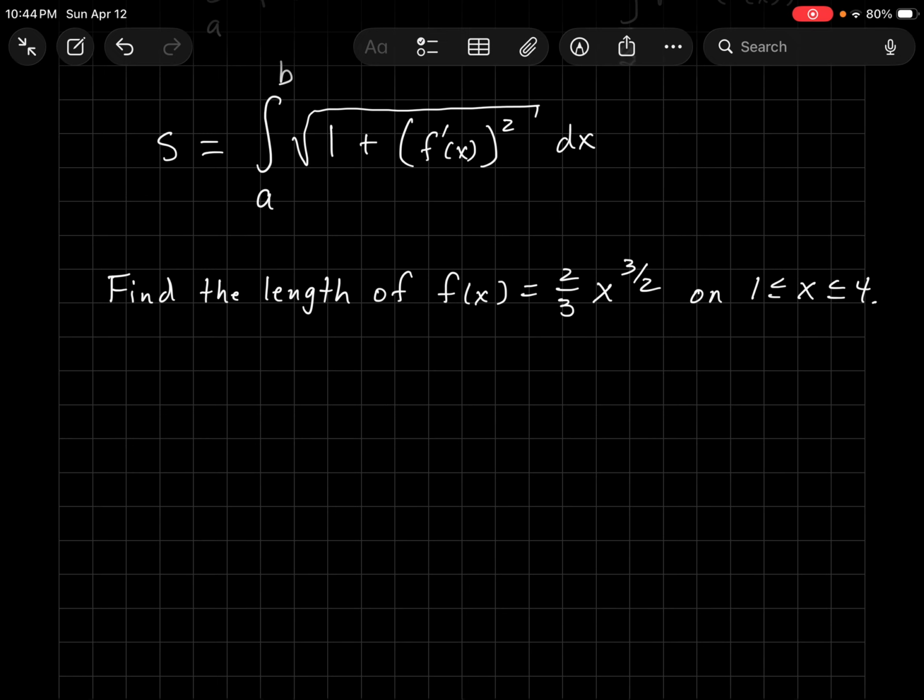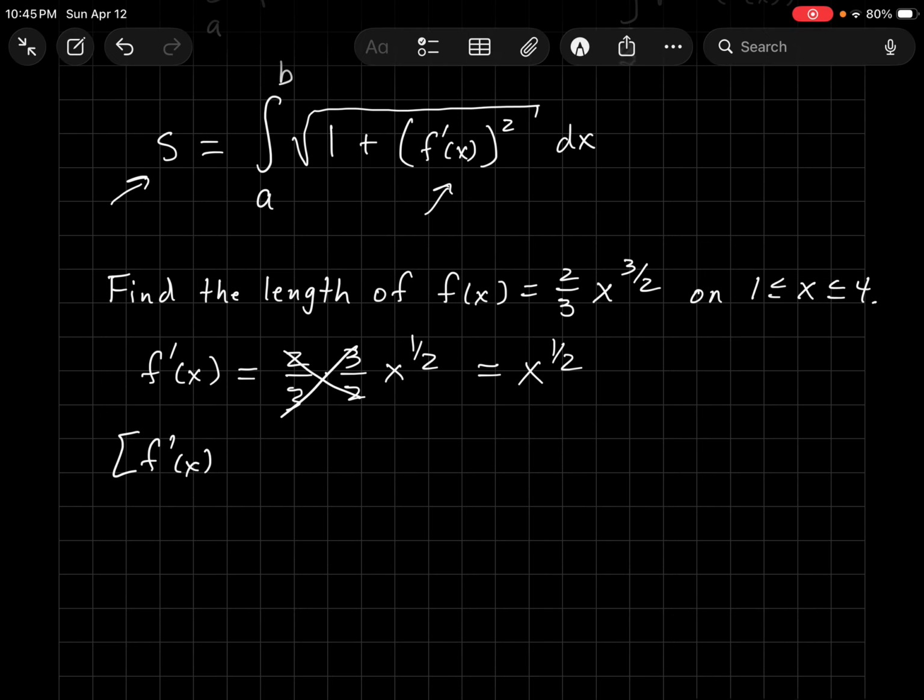When I'm doing these things, I know I've got to use my arc length formula. I know that I need an f prime of x, so I'm going to start by finding that. I get f prime of x equals 2/3 times, now let's do the power rule, 3/2 x to the 1/2, which simplifies down to just the square root of x, or x to the 1/2. I really need f prime of x squared, so that's simply x.